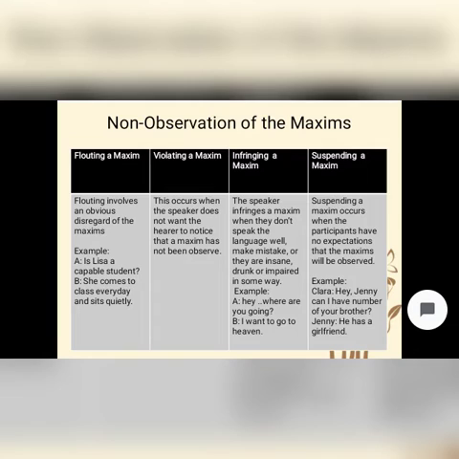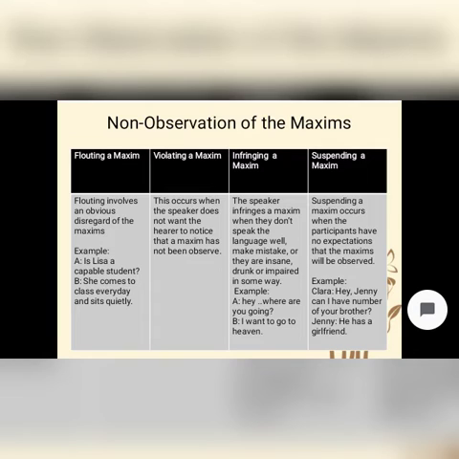Second, violating a maxim. This occurs when the speaker does not want the hearer to notice that a maxim has not been observed, or the speaker is not willing to cooperate.